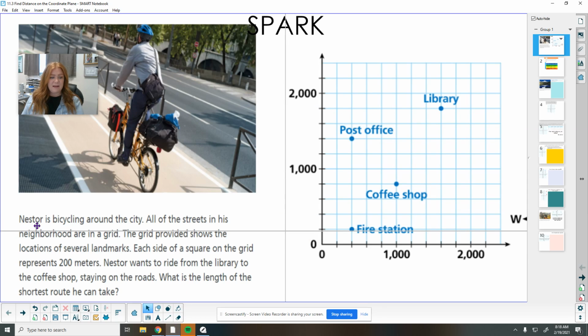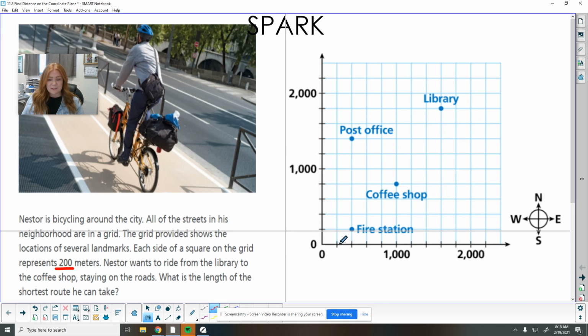So I read that Nestor is bicycling around the city and the grid shows where everything is. It's important to note that every square represents 200 meters. So when we're counting, here's 200, 400, 600, 800, 1,000 meters. If I choose to go the other way, it's still 200, 200, 200, 200. So every time I go from a corner to a corner, that's 200 meters.